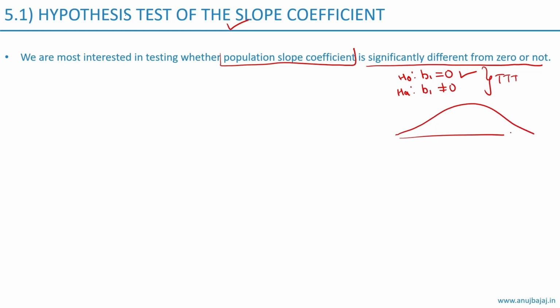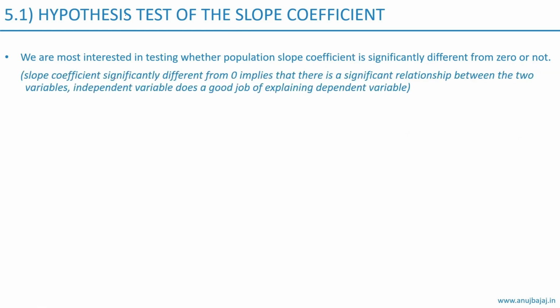So here we will have two different critical values. And if the t-stat that we calculate falls within this range, then we fail to reject the null hypothesis. But if the t-stat falls outside the critical values, then we reject the null hypothesis. A population slope coefficient significantly different from 0 implies that there is a significant relationship between the two variables, and the independent variable does a good job of explaining the dependent variable.